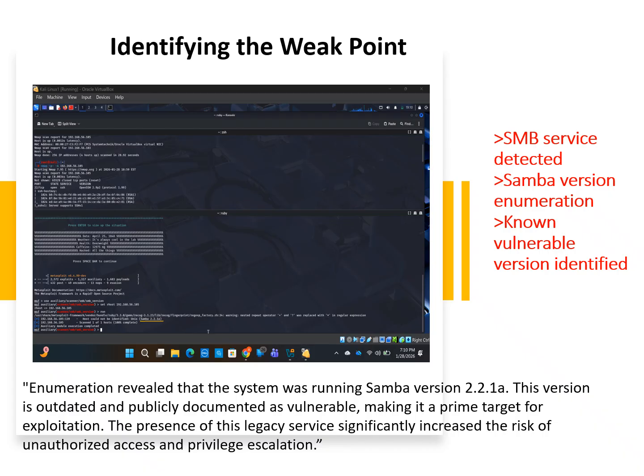Enumeration revealed that the system was running Samba version 2.2.1a. This version is outdated and publicly documented as vulnerable, making it a prime target for exploitation. The presence of this legacy service significantly increased the risk of unauthorized access and privilege escalation.